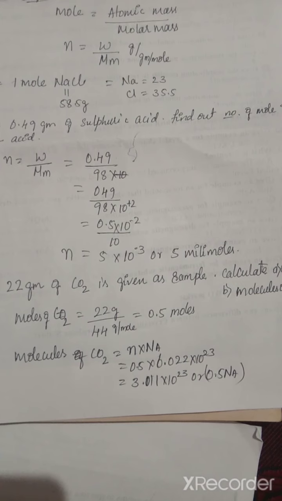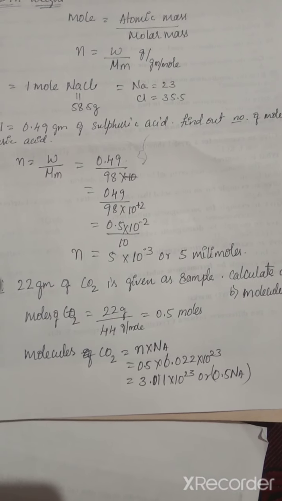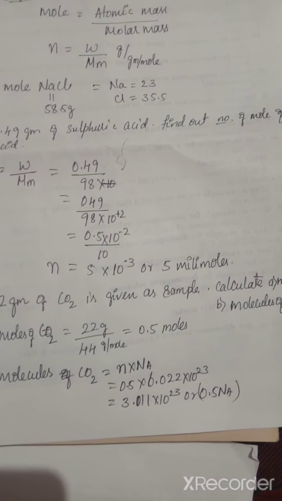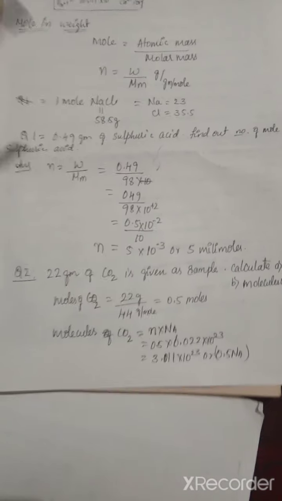Quantity, how are we calculating? By using quantity by Avogadro number. In weight, how are we calculating? Calculating by atomic mass divided by molar mass.